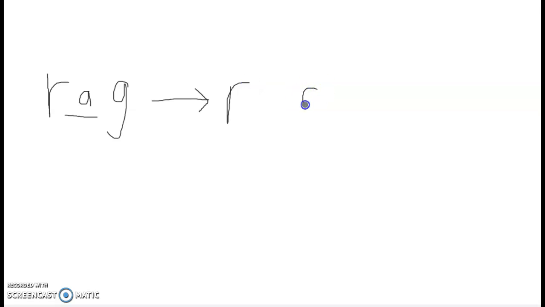We know it's missing its middle sound. What missing sound is it? What vowel says it? It's a U. So we changed the word rag to the word rug, and we had to find the missing middle sound.